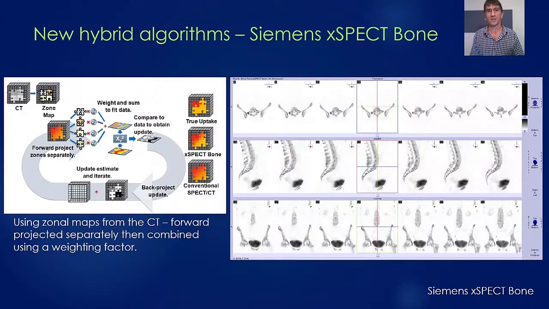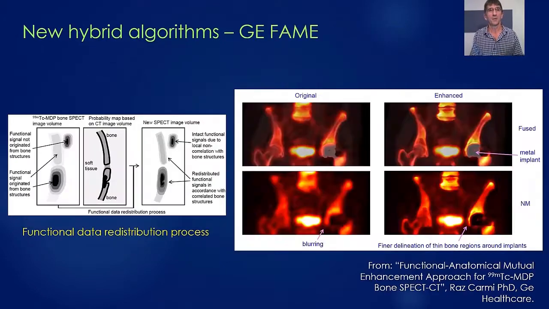For example, the Siemens xSPECT Bone combining information from the CT component in these zones and using that in the reconstruction of the bone scans in the xSPECT Bone. And also the GE FAME, the functional anatomical mutual enhancement algorithm or approach, which uses functional data redistribution, and you see the substantial differences between the original and the enhanced on the left for their bone scans.